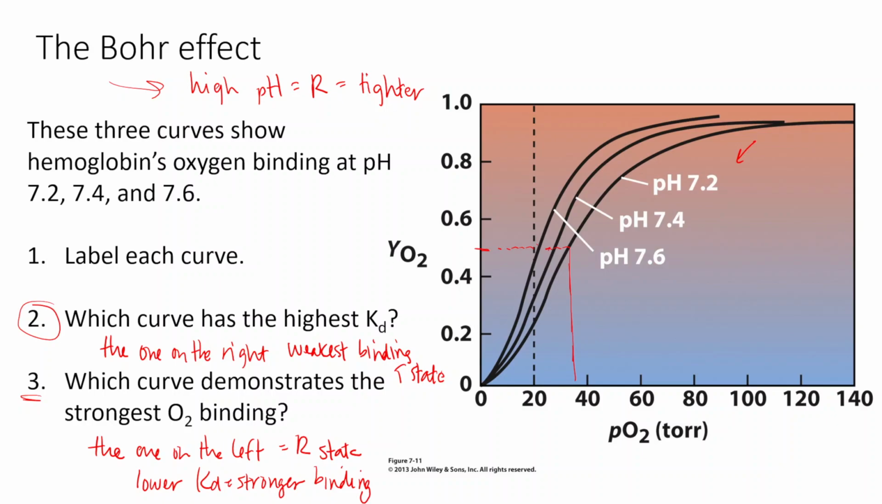I'm switching my logic. When it comes to highest KD, that's with regard to the T state, and when it's O2 binding, that's the R state, correct? Yeah, strongest binding, R state, which means lower KD. Yep.